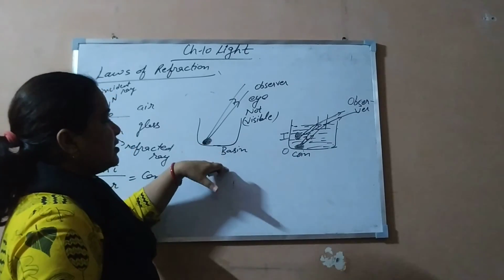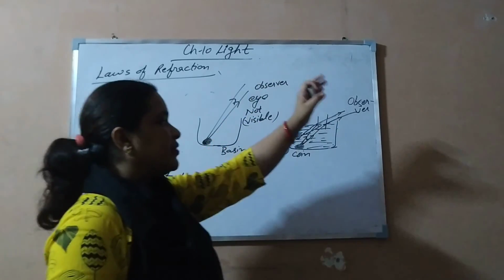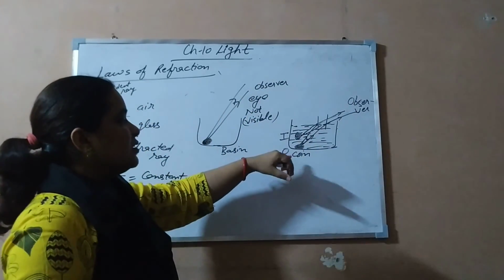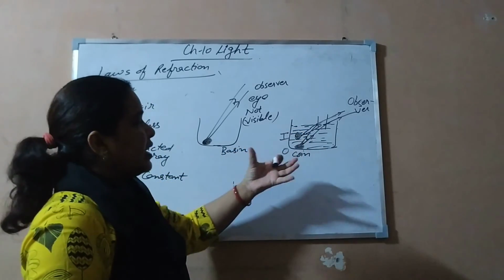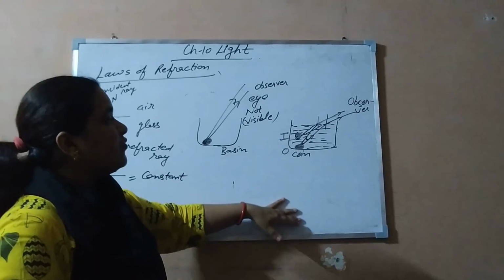Clear? So when there is no water, the observer is not able to see the coin from the same position, but when water is filled in, the coin appears to be raised and in bigger size. So this all happens due to refraction of light.